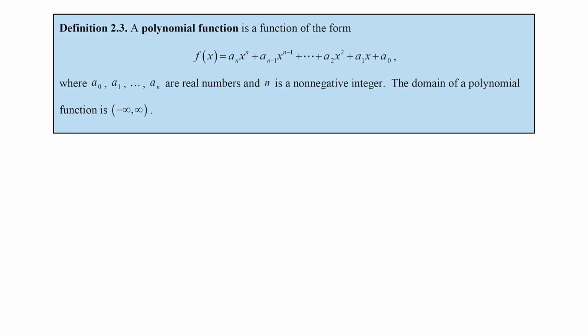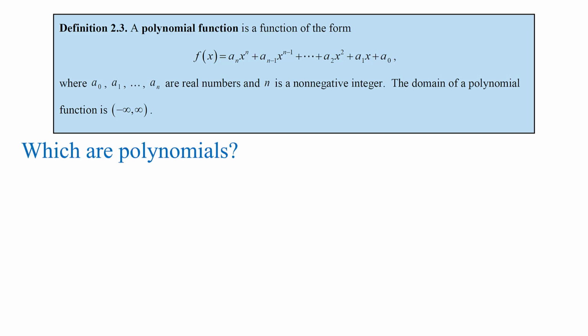f of x equals a sub n x to the n plus a sub n minus 1 x to the n minus 1 plus dot dot dot plus a sub 2 x squared plus a sub 1 x plus a naught, where a naught through a sub n are real numbers and n is a non-negative integer. The domain of a polynomial function is all real numbers, as we've already talked about a bit.